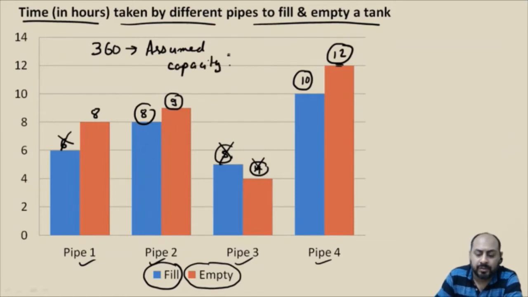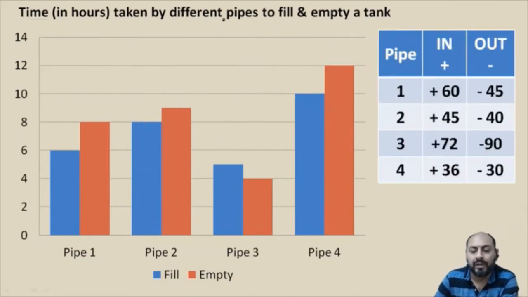Many a time you must have heard that the capacity of the tank is 360, but it will be more appropriate if we say that this is an assumed capacity and not the actual capacity of the tank, because in the latter half of the DI, when the questions unfold, we never know whether we are given the exact capacity of the tank or the exact output of the pipes. So we are assuming this to be the capacity of the tank, keeping these timings in mind. So we can write down their input and output efficiencies somewhat like this.